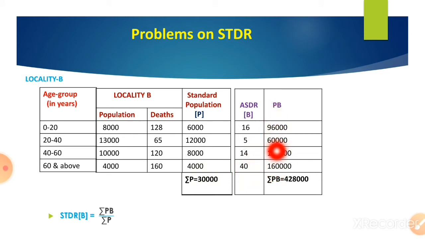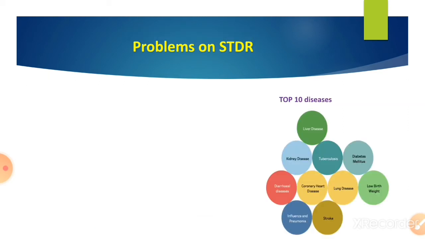After finding the PB values, you have to take the summation PB total. So summation PB total is equal to 4,28,000. After finding this, now we substitute here. Summation PB total is 4,28,000 divided by summation P total, which is 30,000. After solving this, the standardized death rate of locality B is 14.27. So STDR of locality A is 15.47 and STDR of locality B is 14.27.